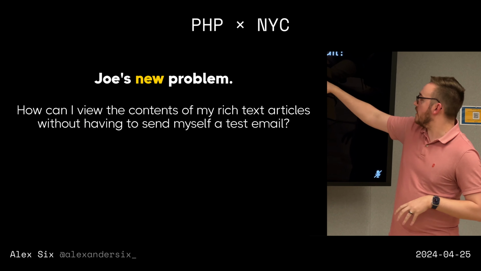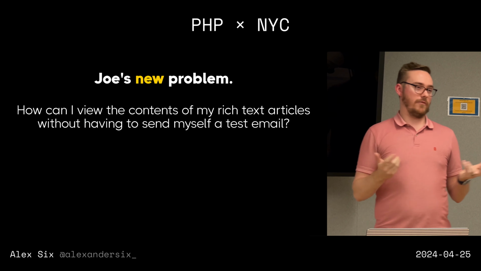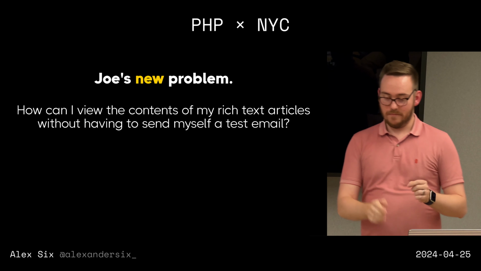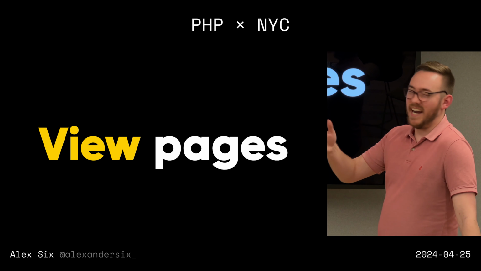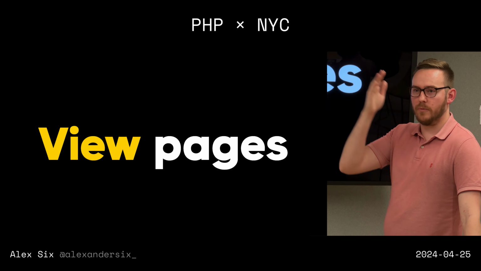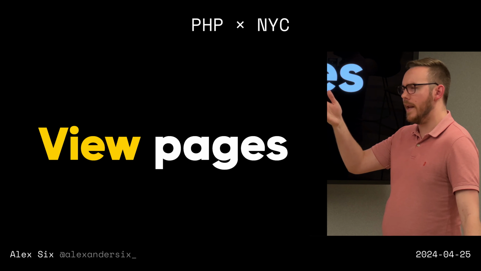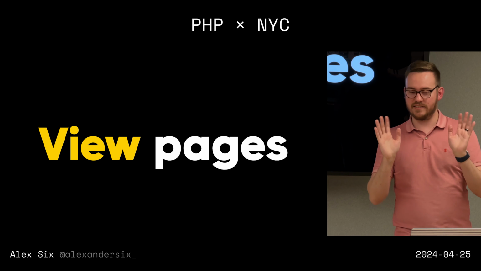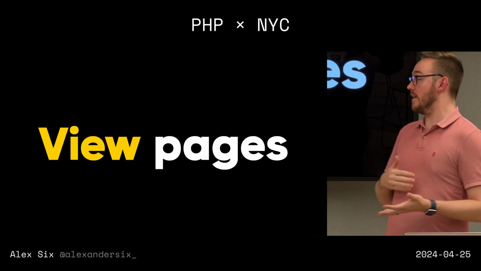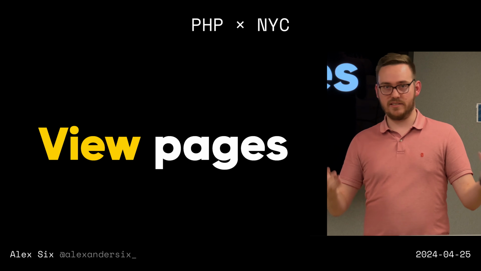How can he view the contents of these articles without having to send himself a test email? Well, view pages. So we've covered, I kind of lied, 3 out of the 4 CRUD letters, but we don't really have a read, right? We can go in and edit the user and see the data like that, but I could also accidentally change it and save it, and it's kind of a pain. But Filament gives us the ability to have view pages. Again, very similar to something like Nova.